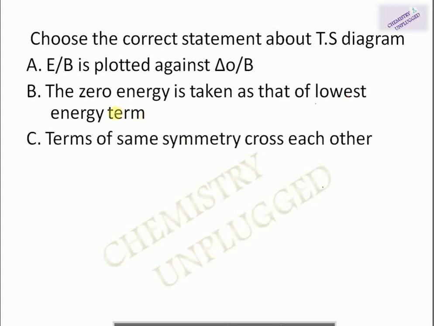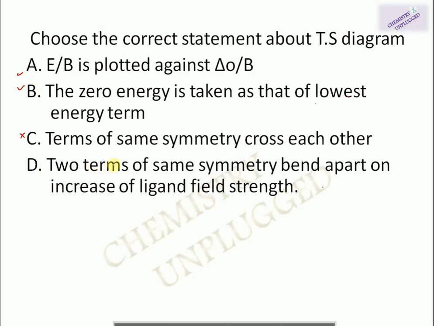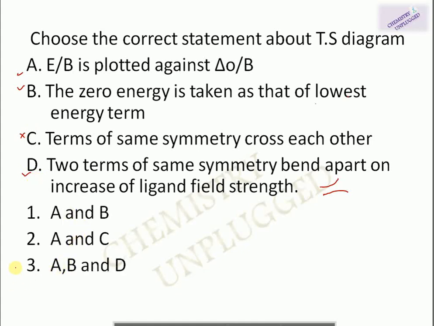The next is terms of same symmetry cross each other. This is not correct. We have seen that in the non-crossing rule, two terms of the same symmetry cannot cross each other. So this is a wrong statement. This one is wrong. These two are right. Then the fourth statement is two terms of same symmetry bend apart on increase of ligand field strength. This is the correct statement. The terms will bend apart like this. So statements A, B, D are correct. So the correct option should be option 3.